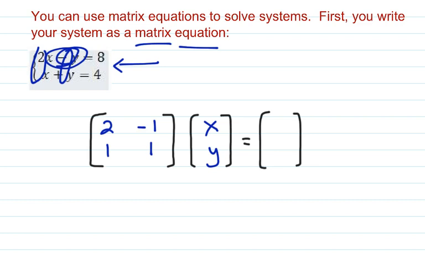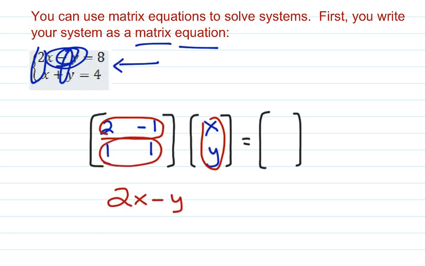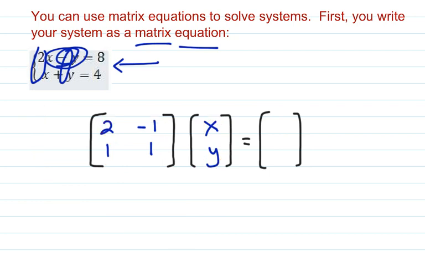And just as a quick side note, if we were to multiply this matrix with this matrix, I would have 2 times x minus 1 times y, and then I would have 1 times x plus 1 times y. So you notice that that's the same exact thing that we had there. Alright, so then the third part of our matrix equation is going to be our constants. So our constants are going to go in this matrix over here. This is a matrix equation.